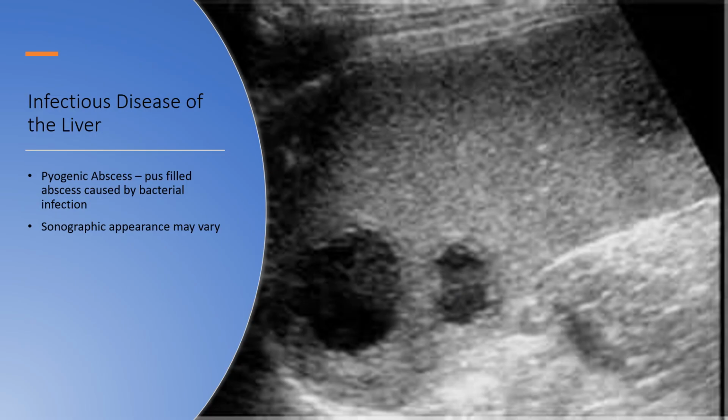So just as abscesses can form from infection in other parts of your body, you can get abscesses in your liver as well. Pyogenic means pus-filled. A pyogenic abscess is going to be filled with pus caused by a bacterial infection. Sonographic appearance is probably going to vary, but typically you're going to see something cyst-like with possible interior echoes in there. Those interior echoes are the pus-filled areas. It may be cystic with some echogenic debris, or you may see that the whole cyst is filled in with pus.